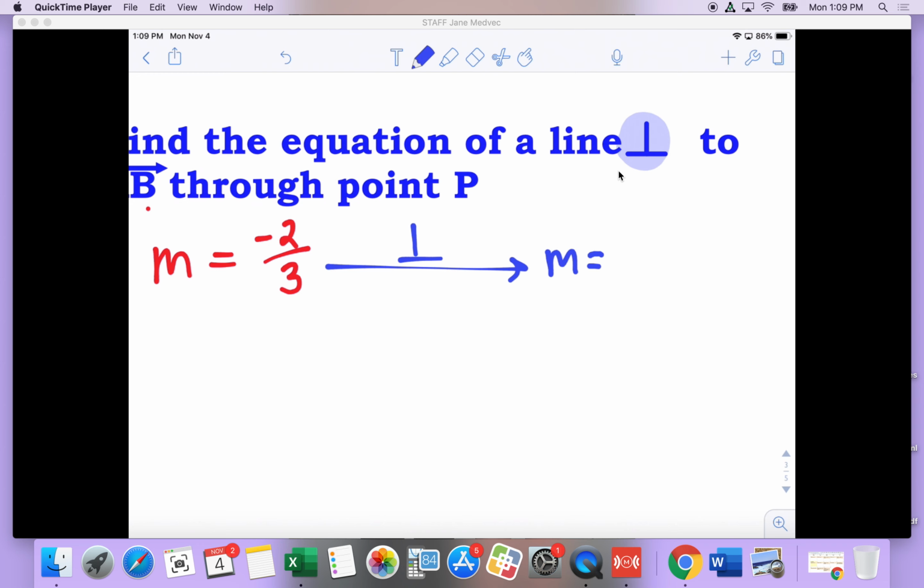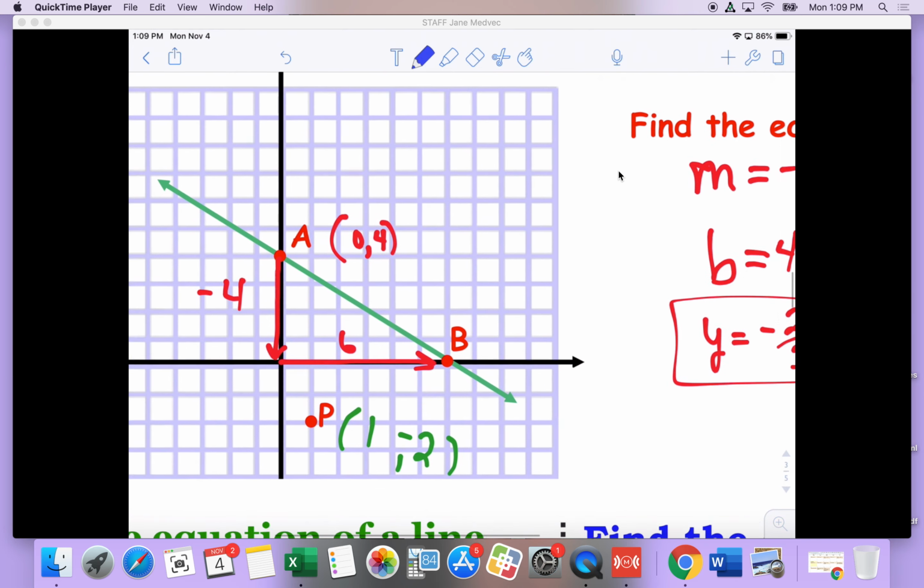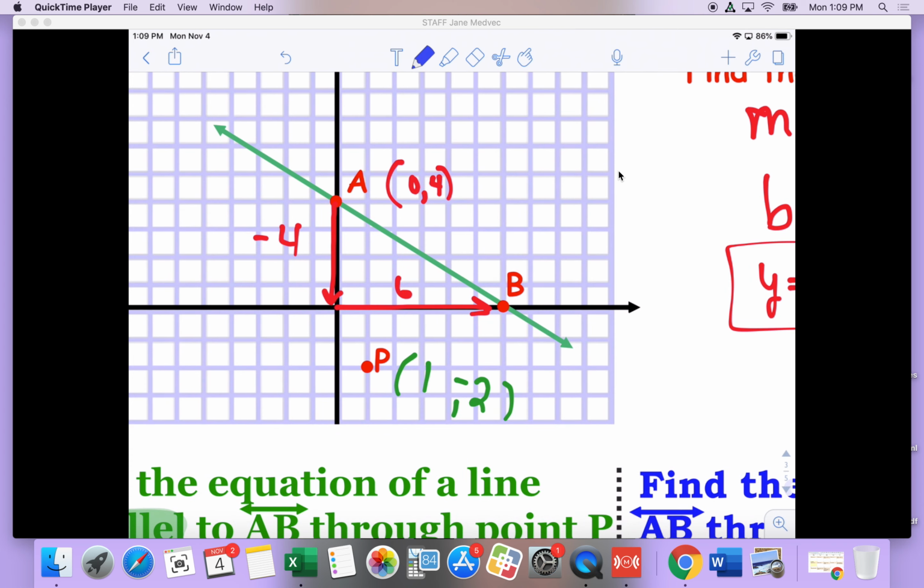Opposite reciprocal, which is going to be 3/2. Should I make it 1 and 1/2? Nope. Leave it as 3/2. Okay, and then I'm going to grab my P again. Again, what I'm looking for is a line that goes through like this and forms that right angle right there. I'm coming up with that equation.